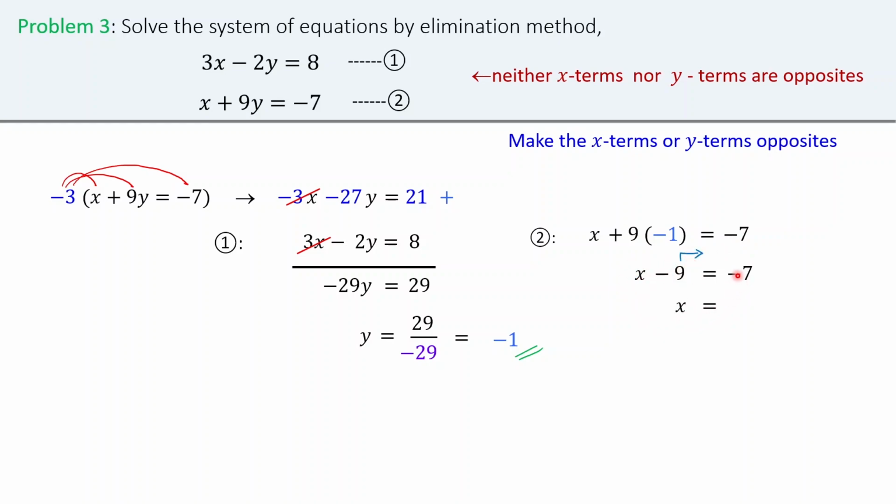So x is equal to negative 7 minus negative 9, so add positive 9. x is equal to negative 7 plus 9, which is 2. This is x. So the solution to the system is 2, negative 1.